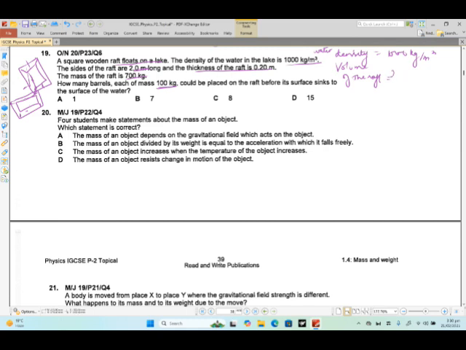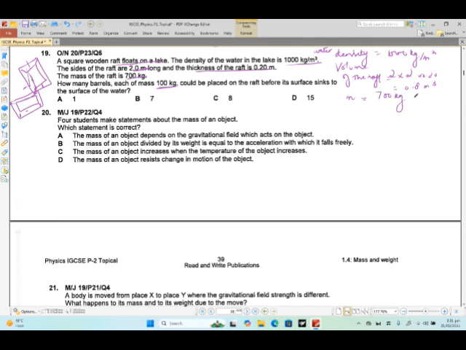So that would be 2 into 2 into 0.20 and that's going to give you 0.8 meter cube. ठीक है, and then we need the mass. Mass has already been given 700 kgs. अच्छा.